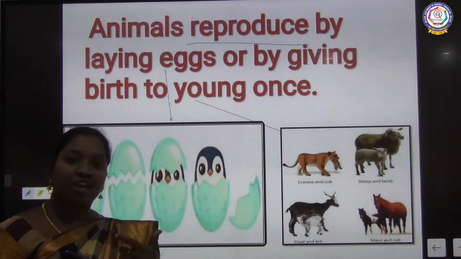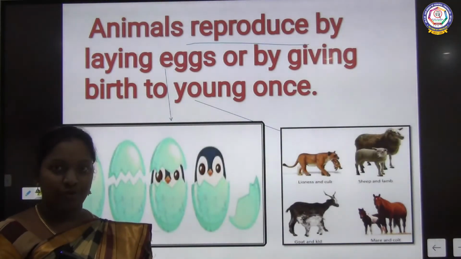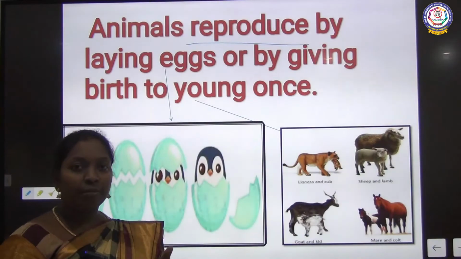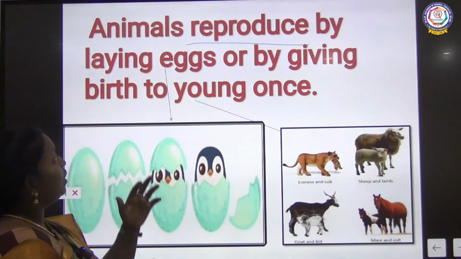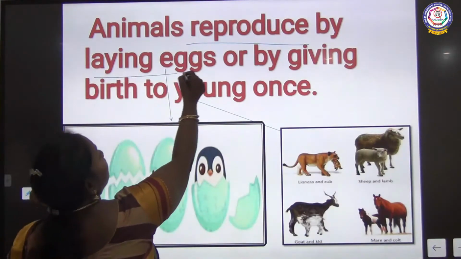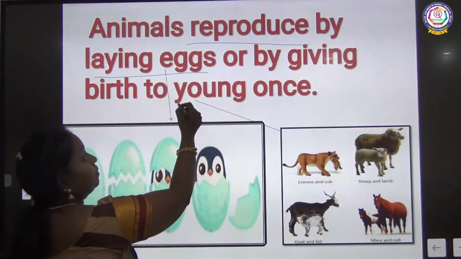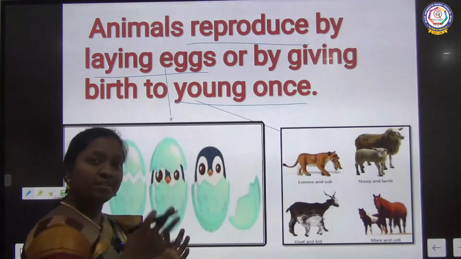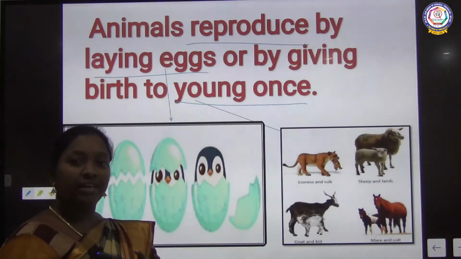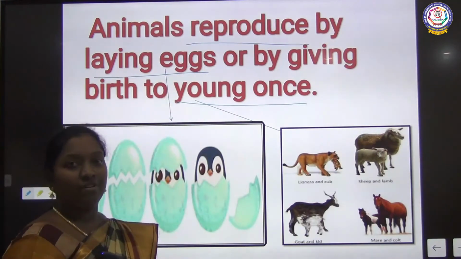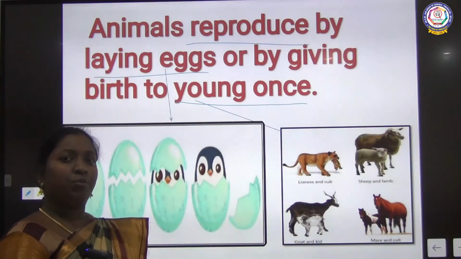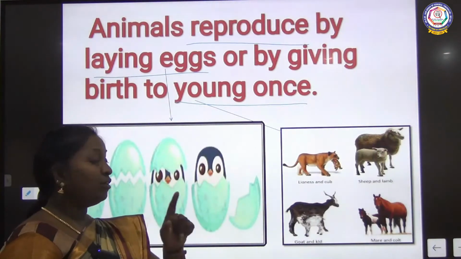Reproduce means producing its young ones. So reproduction takes place in animals. In which ways do they produce young ones? By laying eggs and by giving birth to young ones. This producing of young ones is called reproducing. It does not mean plants cannot reproduce. Plants also do, but let me tell you about animals now.